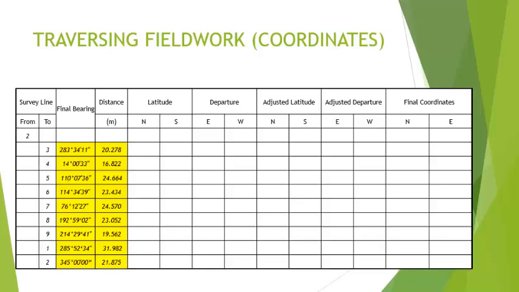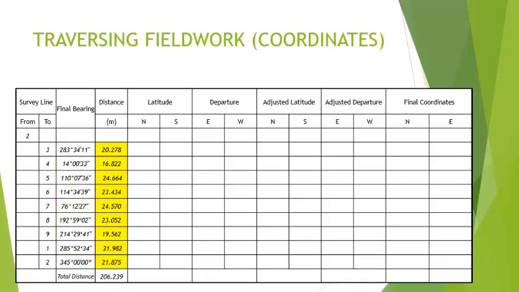Now is to fill in the bearing and distance. The first bearing is from survey station number 2 to station number 3. And of course, the distance, remember to always double check the value. Any slight mistake will give very bad result.